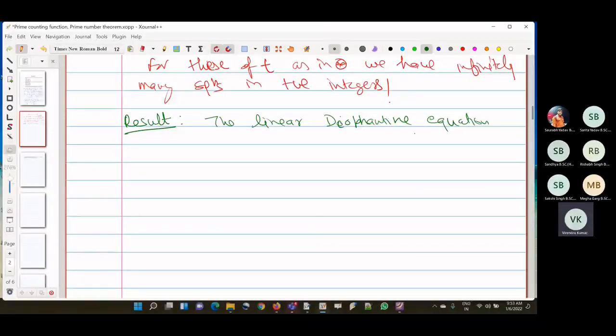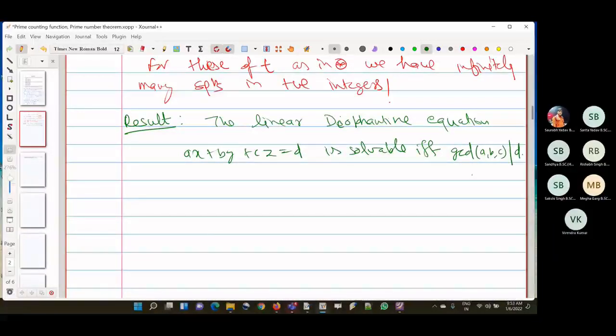Diophantine equation. ax + by + cz = d is solvable if and only if the greatest common divisor of a, b, c divides d. So this is a result, okay?